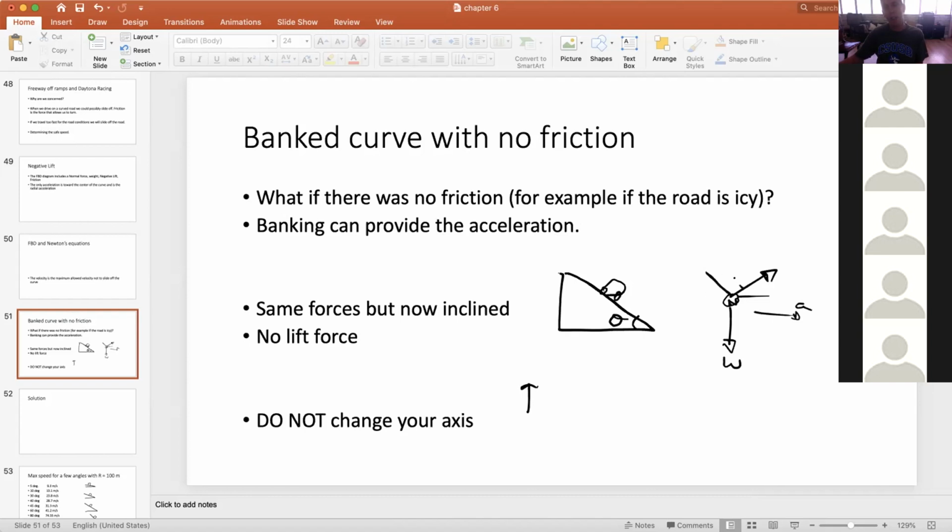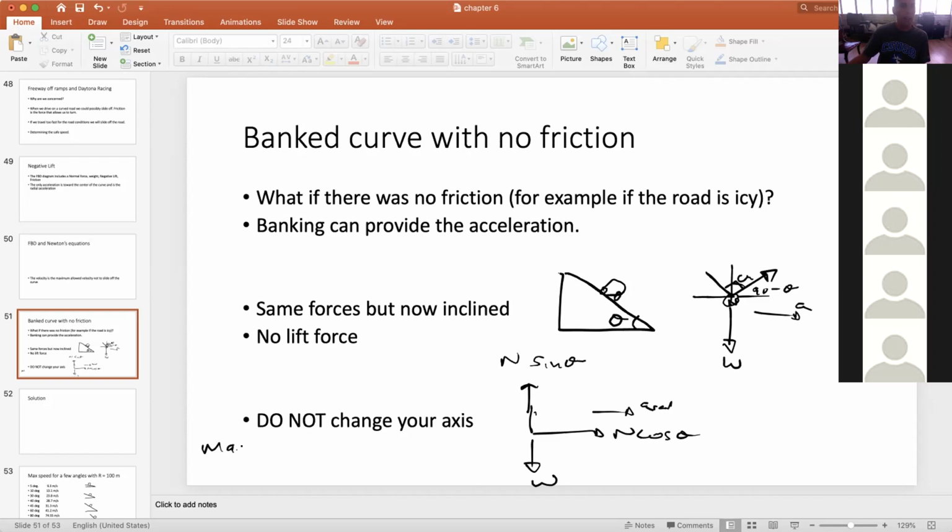Since this has to be 90 degrees, and this has to be 180, this has to be 90 minus theta, or this is theta. So what you get is N sine theta, and this would be N cos theta, and this would be the weight. And you have A rad.